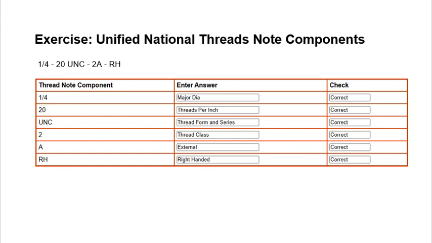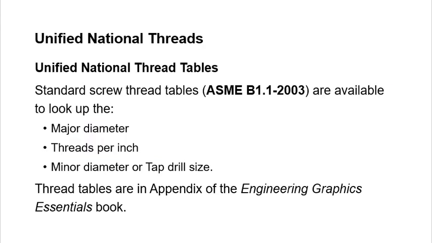Okay, then let's go into the next one. Standard, we're gonna follow ASME B1. Go all the way to the back of your book, and there's Appendix B. For this chapter, all the tables are right in there.